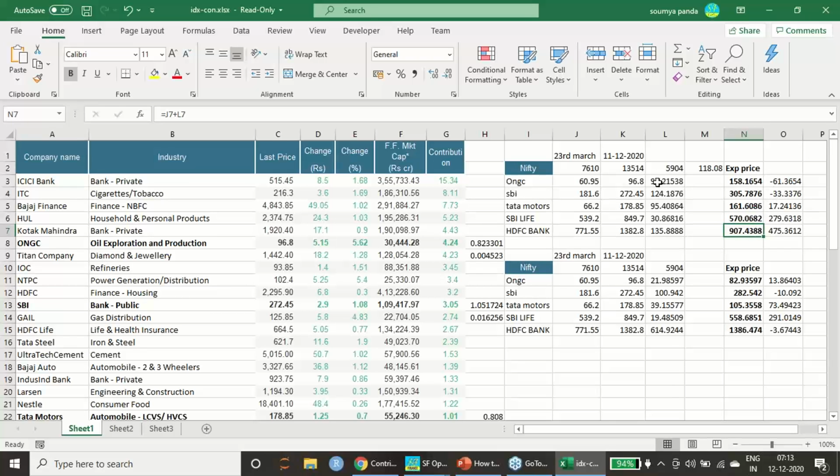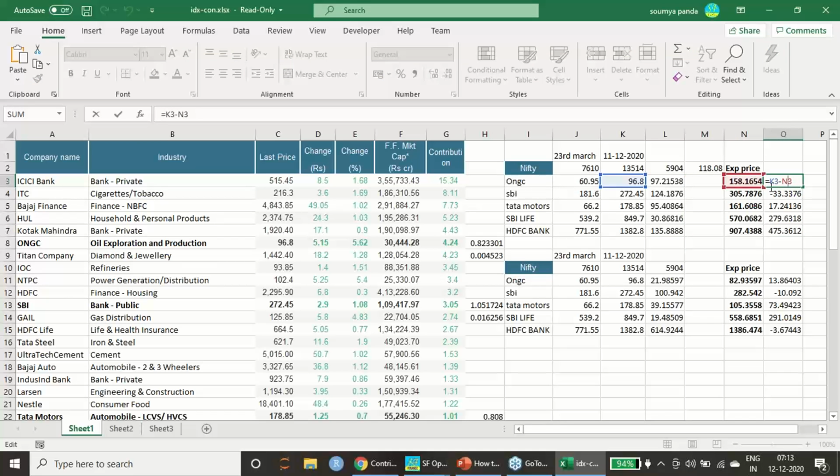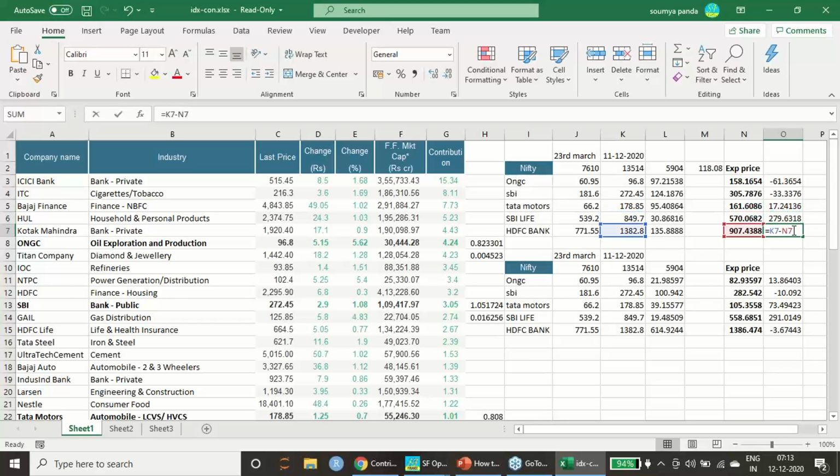What happens here? These are the prices I have taken, that this much of movement should happen, and once I have taken that, there is a difference. See, ONGC is trading at 61 points less. So it is 33 points. This is excess of 17. This is excess of 279. So this is excess of 475.